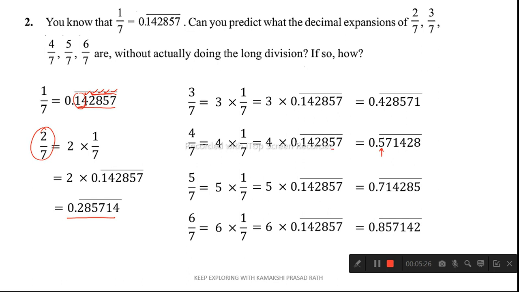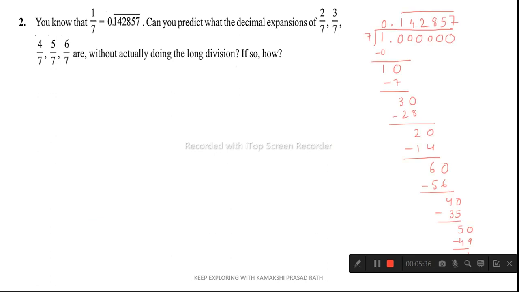So if you start from here, 5, 7, and then 1, 4, 2, 8. So here we can see a pattern to be followed. Now, how does this pattern come? We can understand better when we see the long division of 1 by 7. Here we see that in 1 by 7, the remainders repeat themselves. You can see it in so many stages.